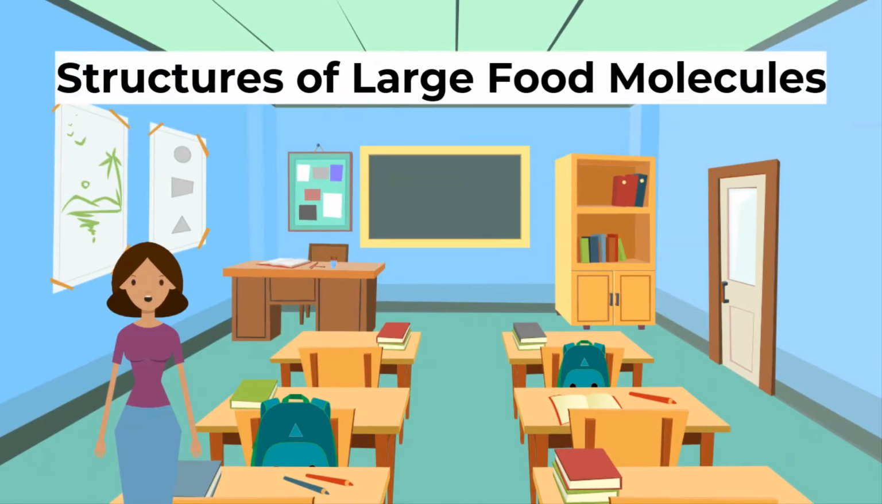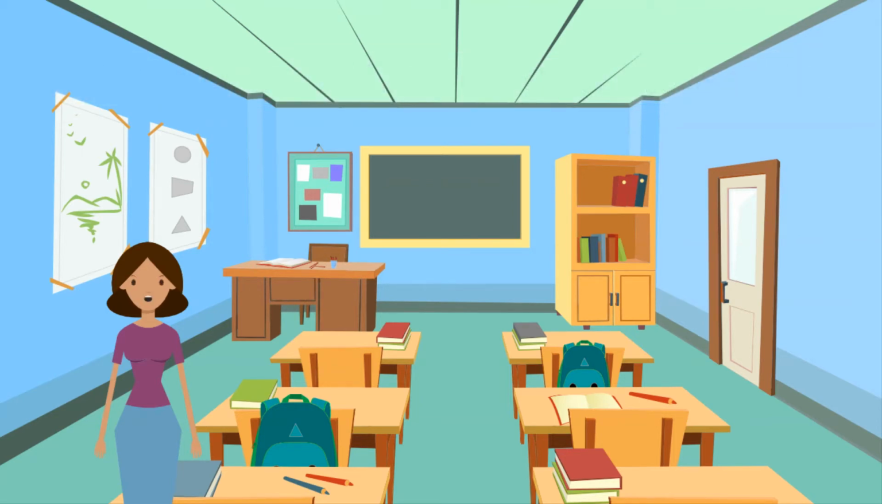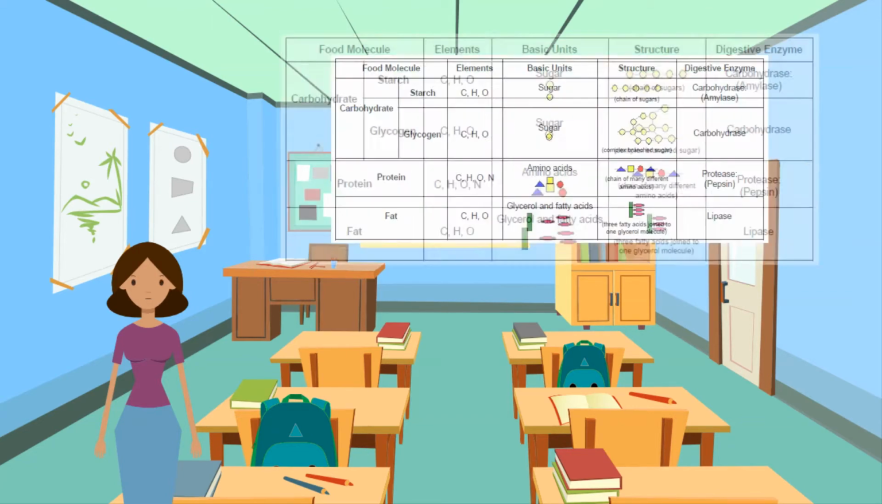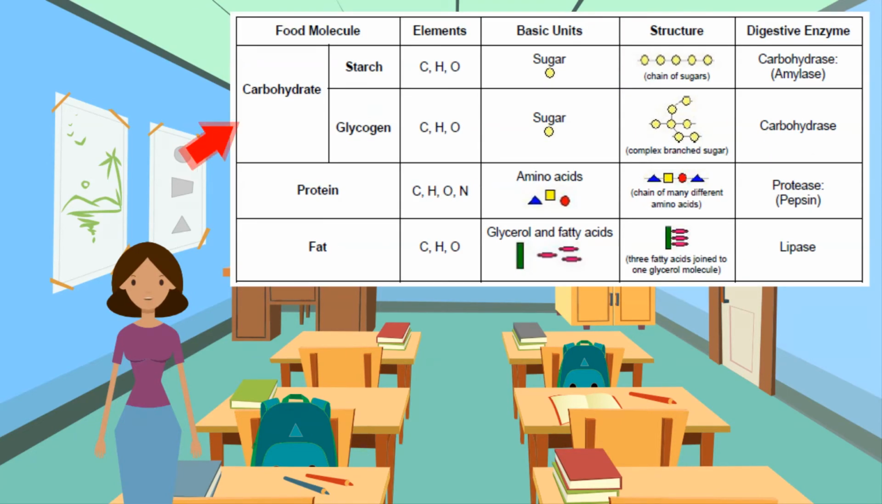Next, structures of large food molecules. Here, you need to know how to describe the structures of the large food molecules, carbohydrates, proteins, and fats. These large molecules are large structures made from smaller basic units, and can be digested back by enzymes. There are two sorts of the food molecule carbohydrate. Firstly, starch. This is made up of the elements carbon, hydrogen, and oxygen. Its basic unit is sugar, and its structure is a chain of sugars. Its digestive enzyme is amylase.